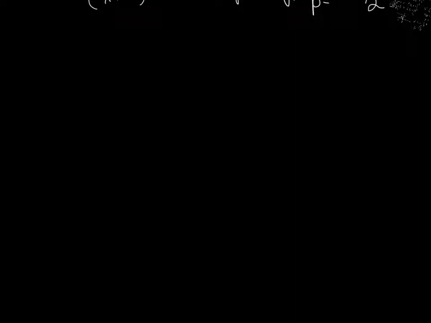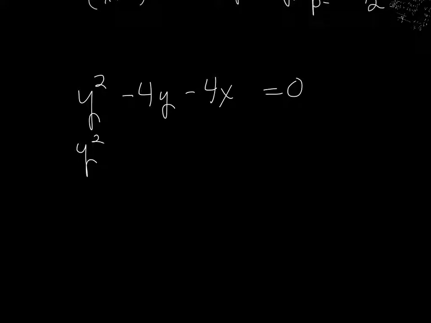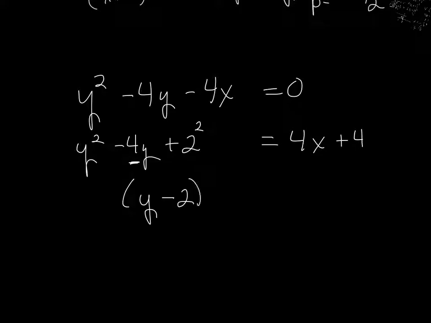Okay, we'll do one with y squared. y squared minus 4y minus 4x equals 0. Okay, I'm going to complete the square in y this time. So we'll have to isolate the terms with y. So this is going to be 4x. Half the middle term is 2, so we square that and add it to both sides. So we'd have y minus 2 squared equals 4 times x plus 1.